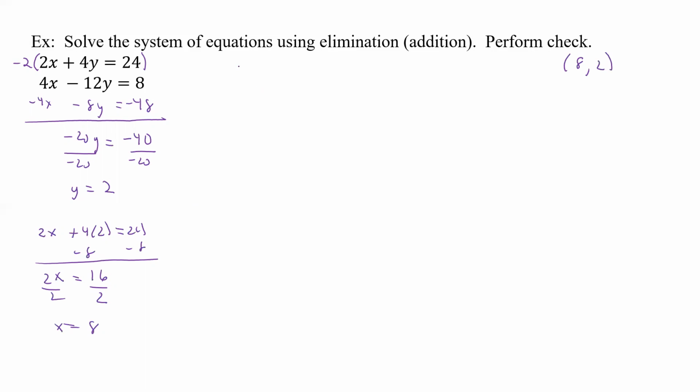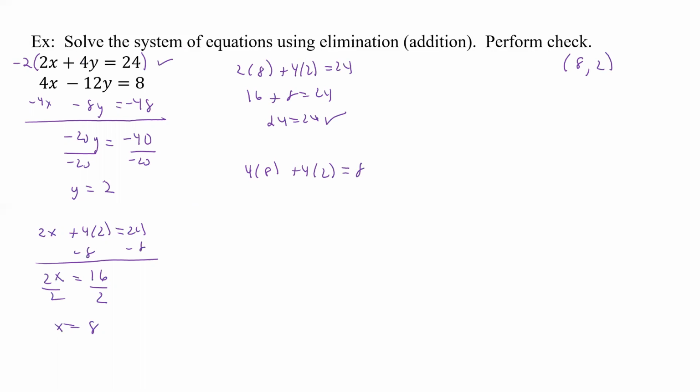So now let's check it. So I'll have 2 times 8 plus 4 times 2 equals 24. 16 plus 8 equals 24. Well, that's 24 equals 24. That checks out. What about the second one? 4 times 8 plus 4 times 2 equals 8.